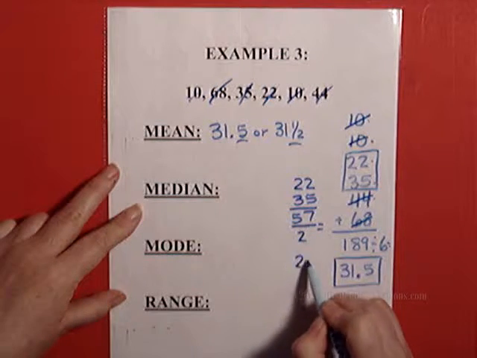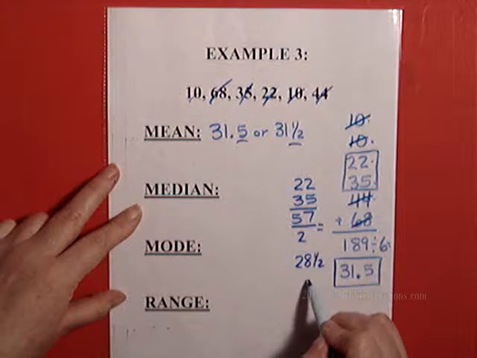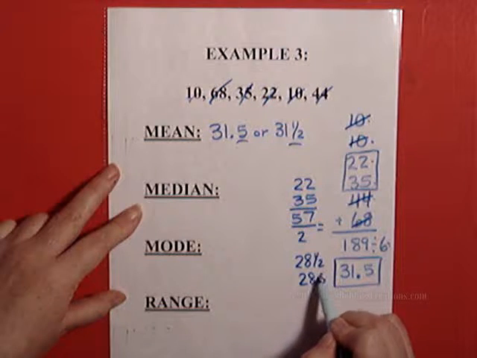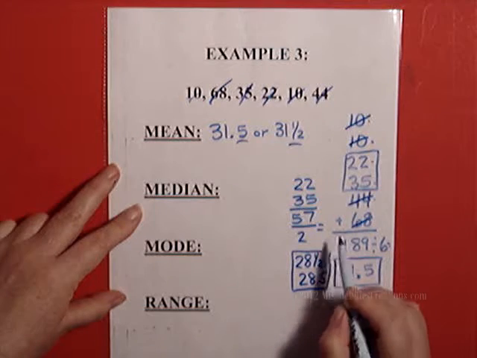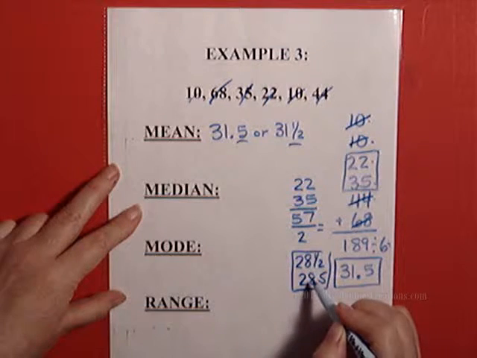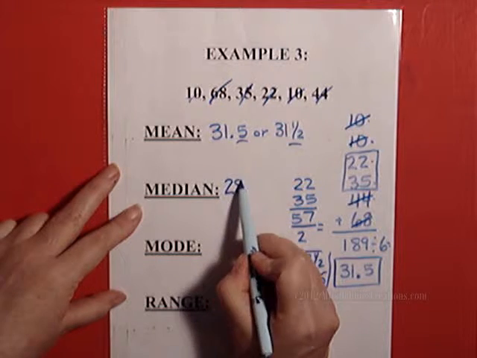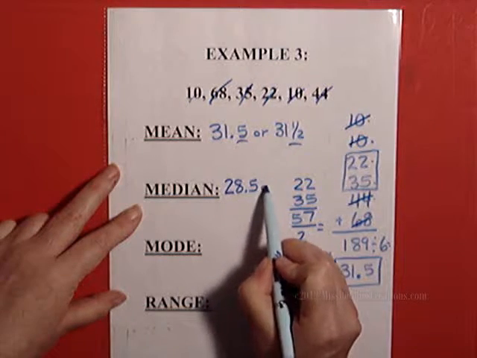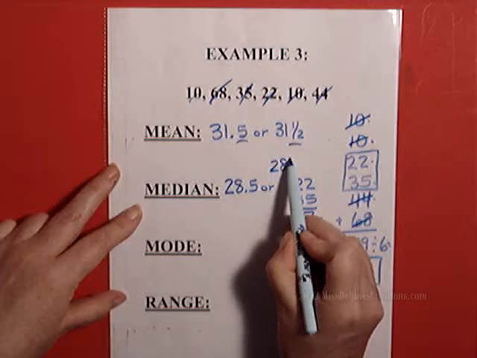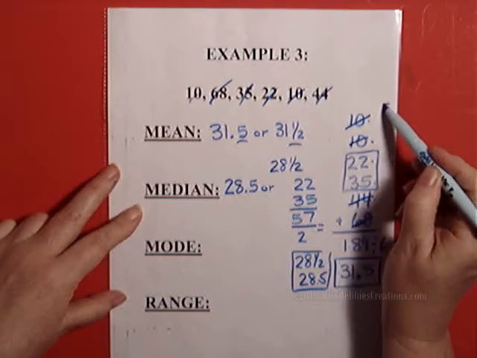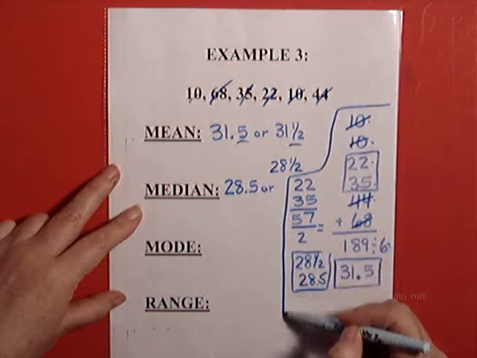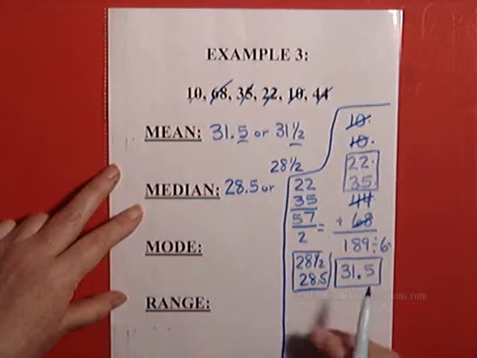And that comes out to 28 and a half, or 28.5. And either one is okay. Now notice, again, it is not a whole number, and that's just fine. The median is 28 and a half. This is where we're doing all of our work on this side, and those are our answers.